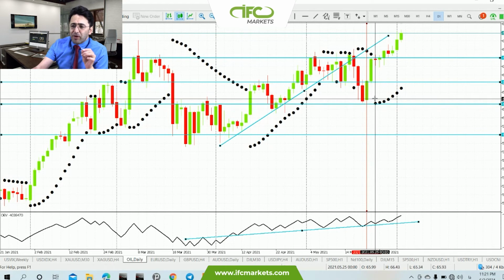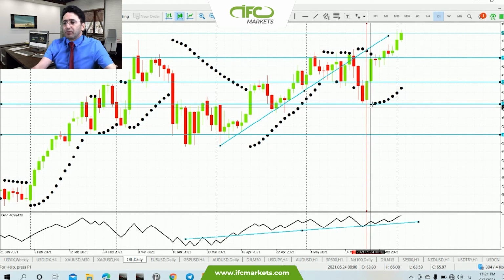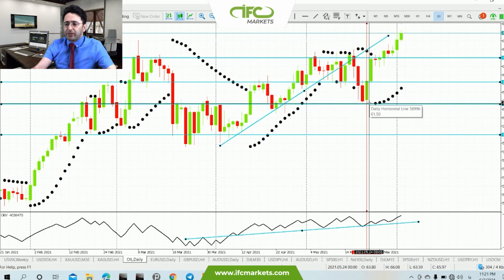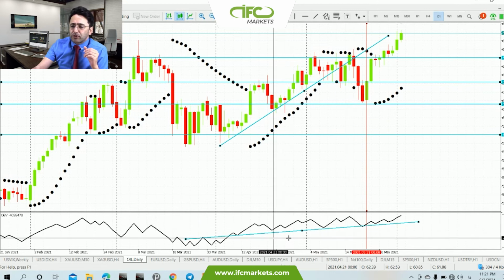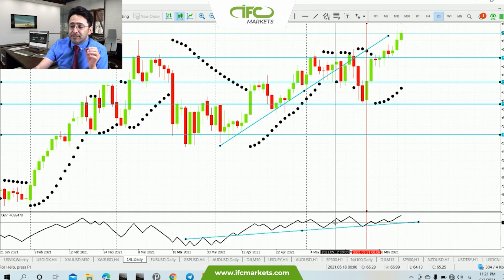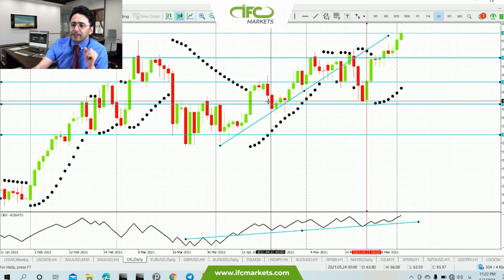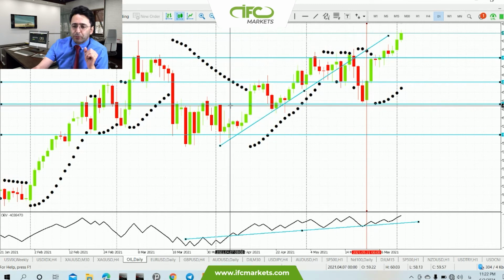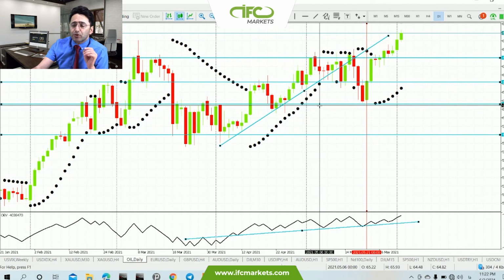So you found this level as a good place to buy. How? Firstly, your parabolic SAR tells you that here the trend probably can change. Your OBV trend line says that the price is still above the OBV trend line. So it means that this place is a good place to buy. And also, you have these levels as very important support or resistance levels based on the different time frames.